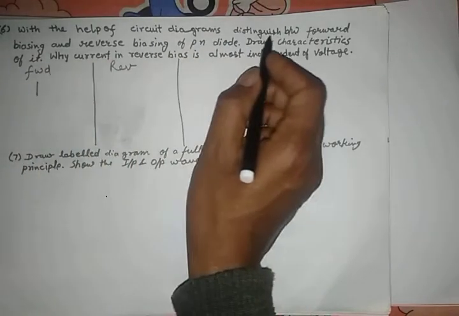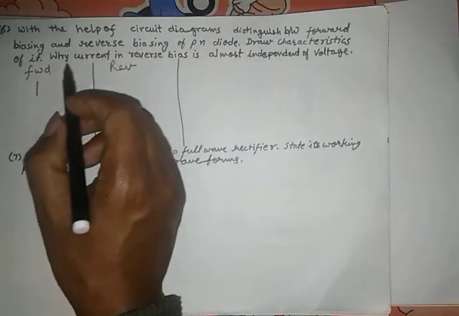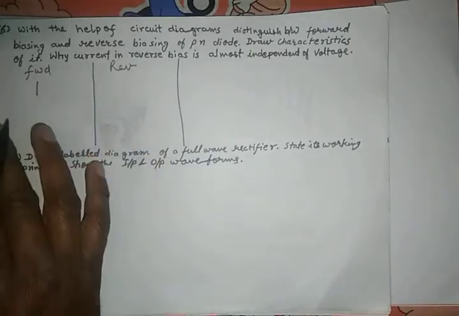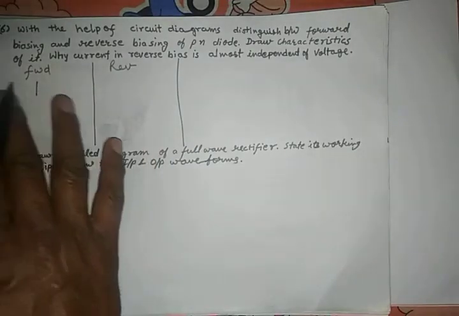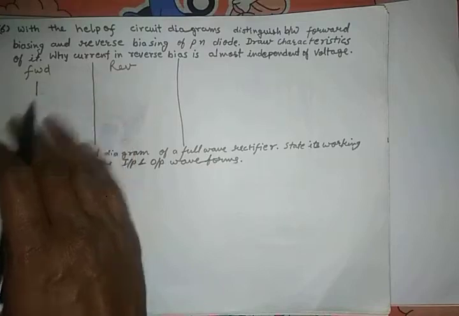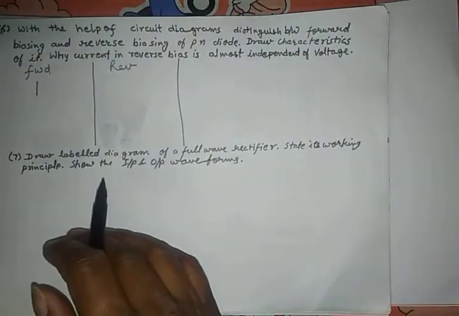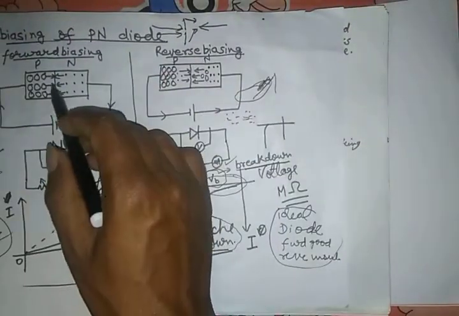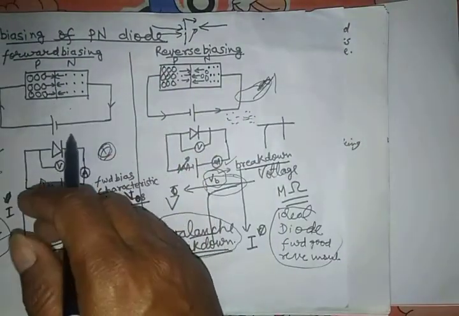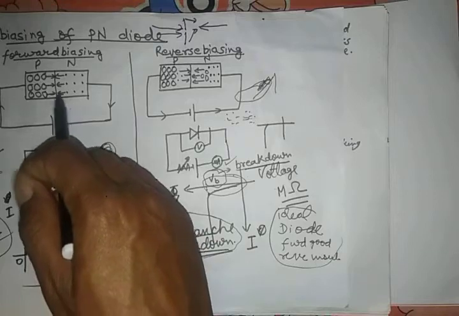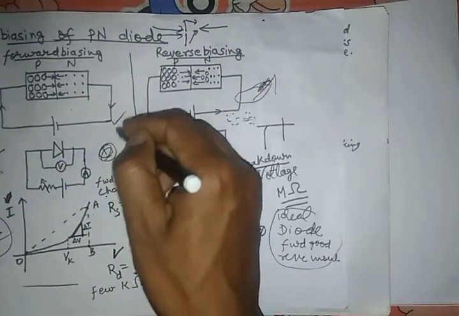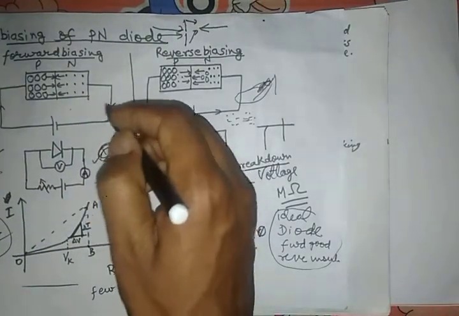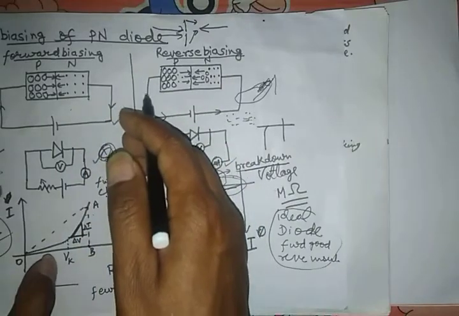With the help of a circuit diagram, distinguish between forward and reverse bias. So no need to explain their working. There are two diagrams for forward bias and reverse bias here, this one and this one. If we want to explain the working of forward bias, then we have to draw both of these diagrams. But if they ask to distinguish between them, then we can just draw these two circuit diagrams here.